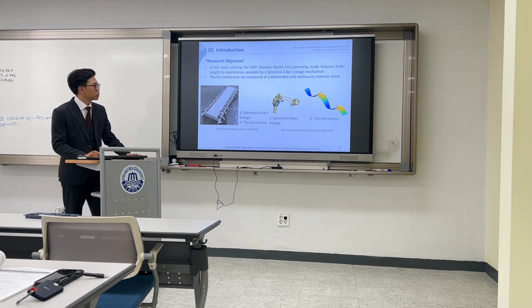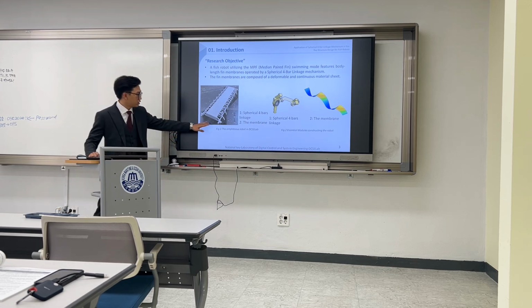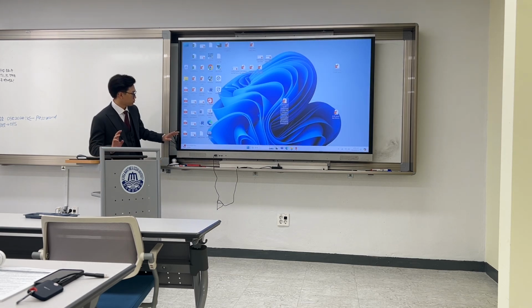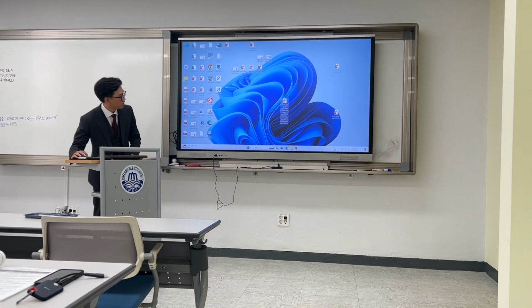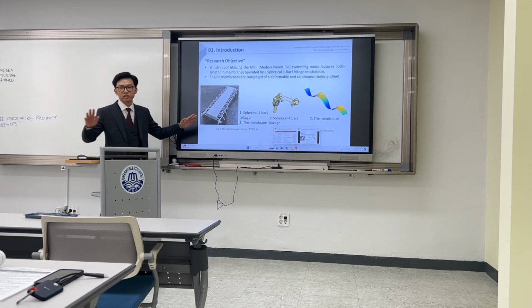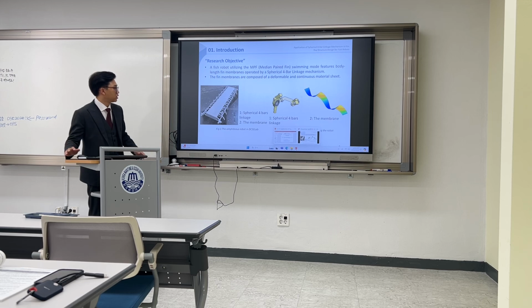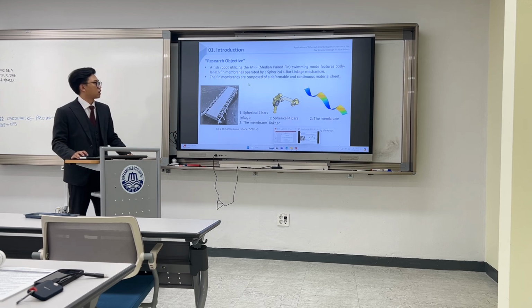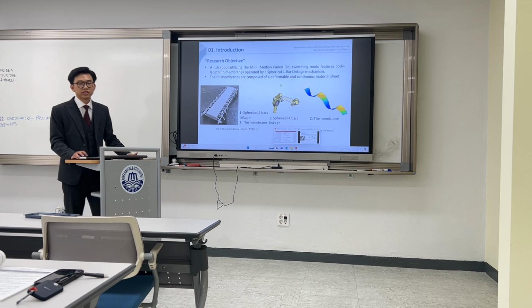The fish robot utilizes the MPF, also named the median paired fin, that you can see. It has two fins on the two sides, and the fin membranes are composed of elastic and continuous materials, or as you know, a normal rubber. And the application of this is a spherical four-bar linkage.